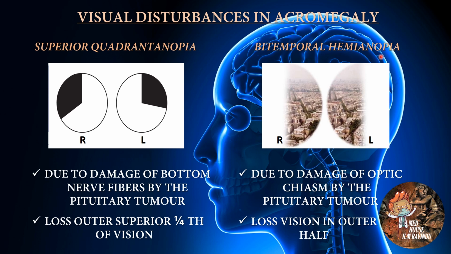Bitemporal hemianopia occurs due to damage of optic chiasm by the pituitary tumor. So, they will lose vision in outer half.